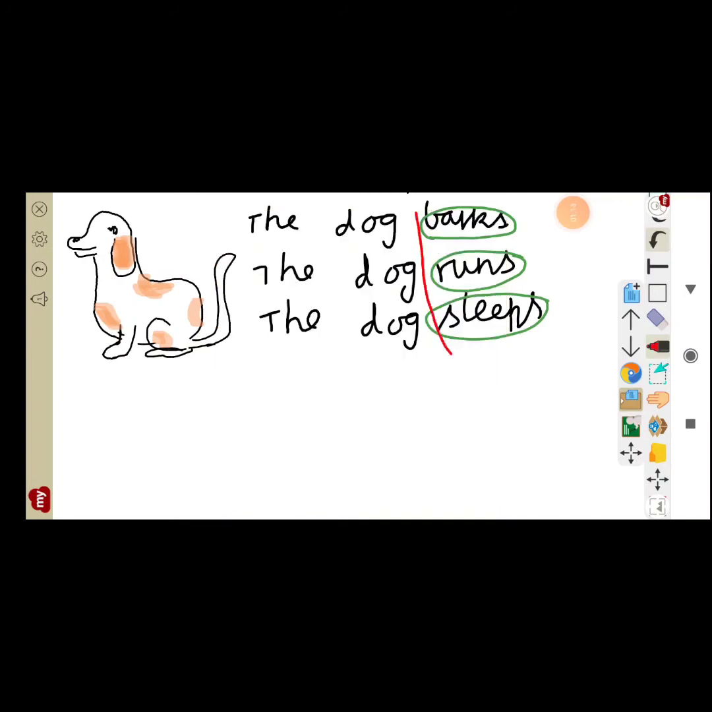All these are doing verbs. Each of these words are doing verbs. Each one of them is an action. So this is the first thing that verbs can do. Verbs can show action in sentences. In fact, all sentences contain verbs. I hope you're clear now. Now let's move on to the next example.